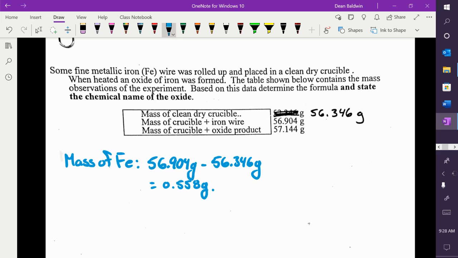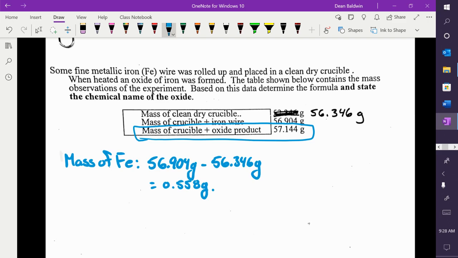So then we heat the heck out of it. At the end of that reaction, so it reacts with the oxygen in the air, we get this iron oxide product. Okay. So how much oxygen was pulled from the atmosphere? Right. This is the mass of the crucible with the iron oxide that we produced.